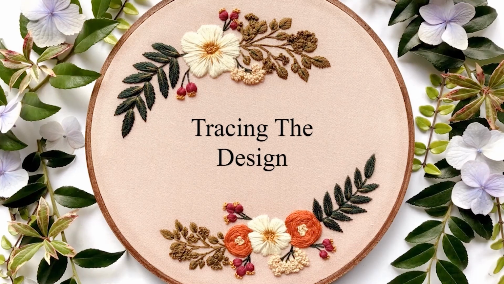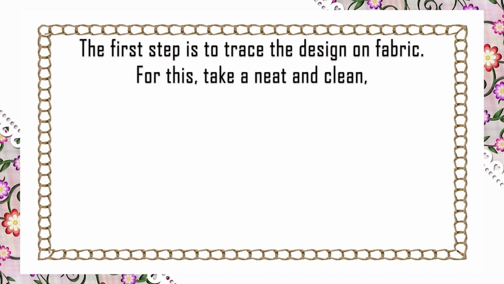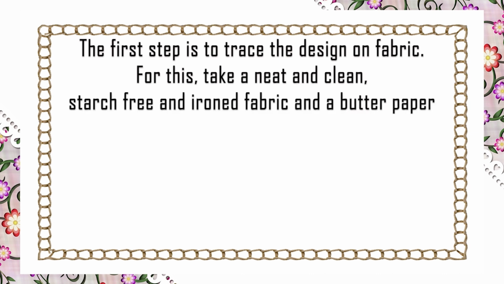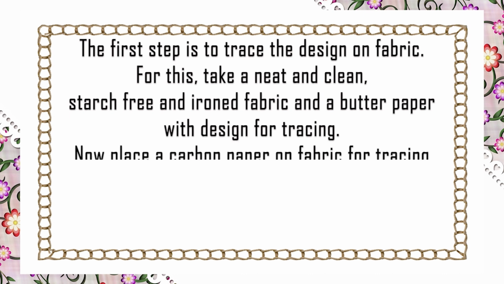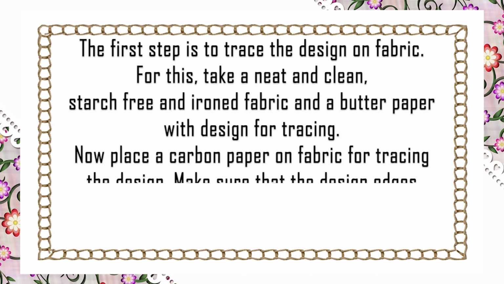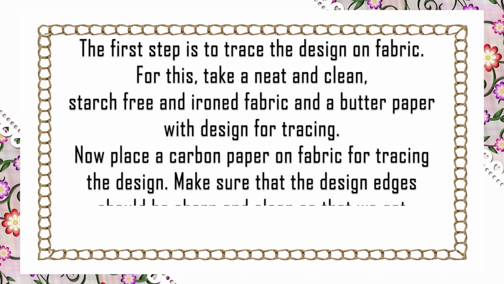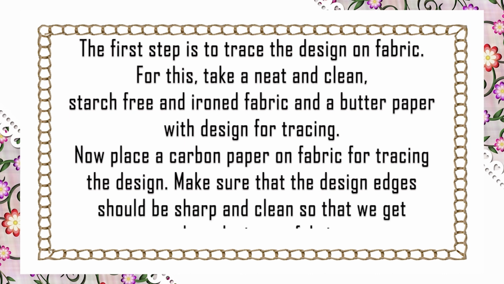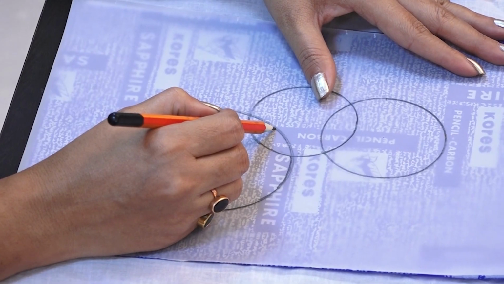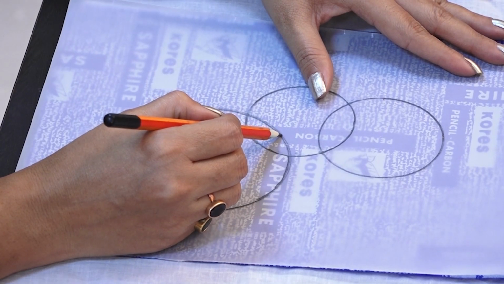Preparation before embroidery. First step is tracing the design on fabric. For this, take a neat and clean, starch-free and ironed fabric and a butter paper with design for tracing. Now, place a carbon paper on fabric for tracing the design. Make sure that the design edges are sharp and clean so that we get a clear design on fabric. Trace the design using a pencil or pen.